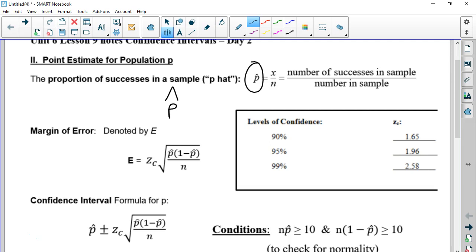Think about a test. If you took a test that was worth 20 points, and you got a 17 out of 20, that means you were successful on 17 of the 20. That's kind of what we're talking about here. The p hat is x, the number of successes in the sample, over n, the number in the sample.